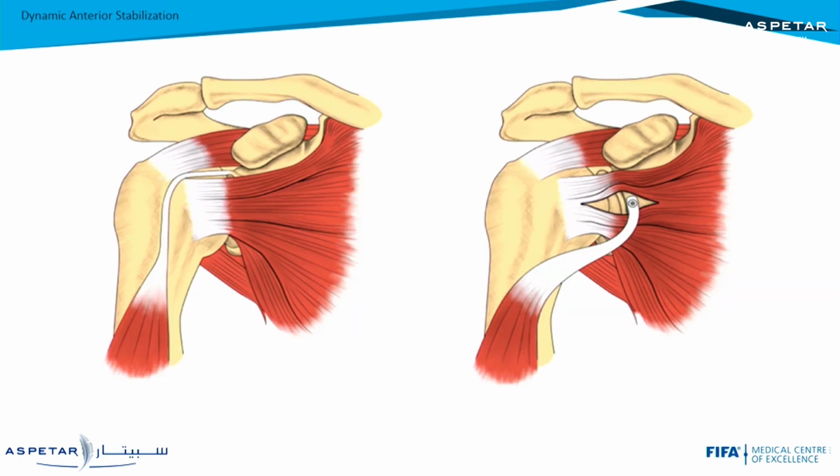Dynamic anterior stabilization is the transfer of the long head of biceps from its original place to the anterior part of the glenoid. It is not quite a Latarjet equivalent, but it also has a seat belt effect and hammock effect that may increase stability.